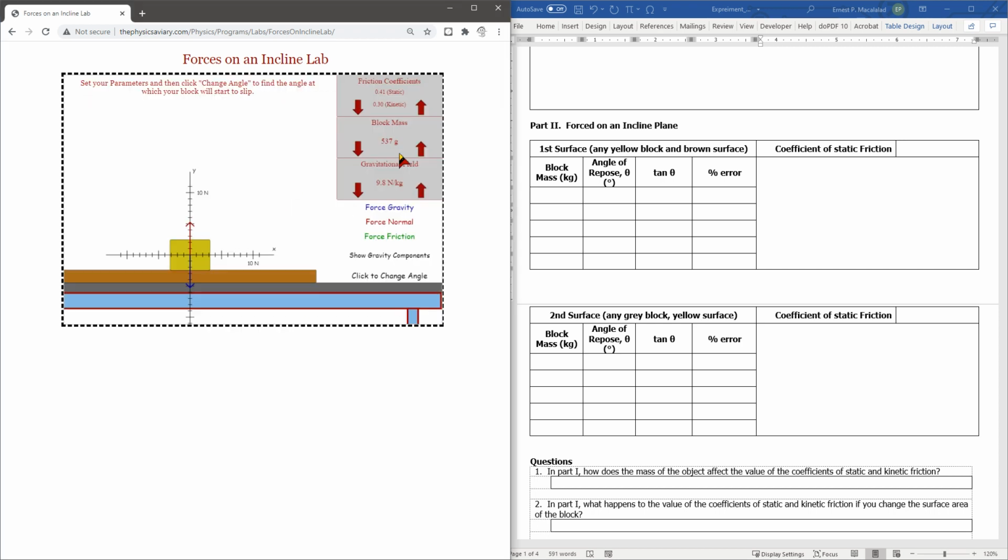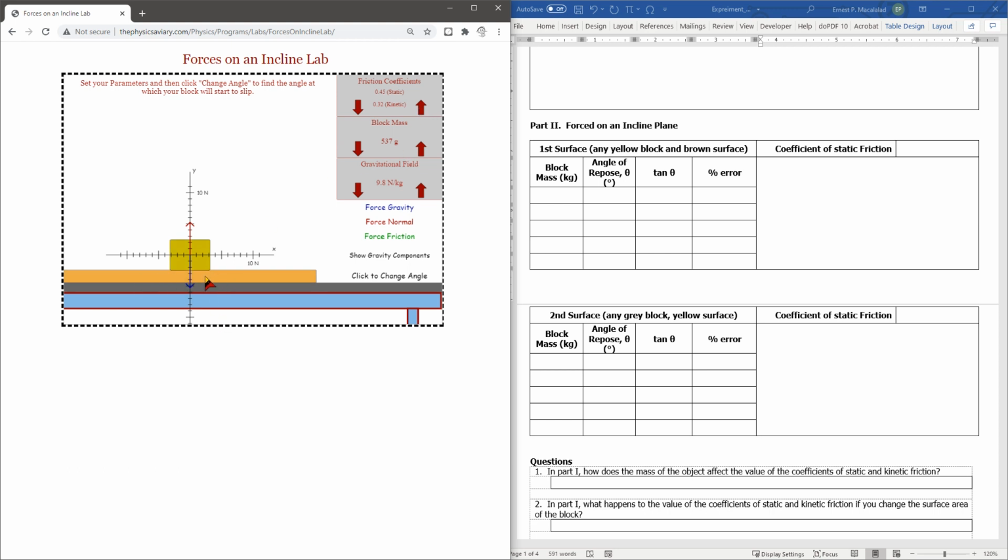And let's begin. Here we have several things. First is our block. This will determine the surface that you're going to use. For the first surface, you're going to use any yellow block, like this one, on a brown surface. For the second part, you will use any gray block on a yellow surface. The way that you change these surfaces is by changing the coefficient of friction. For example, if you click upward, you will see that this will change.